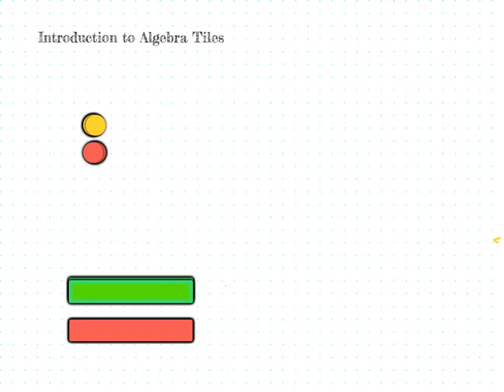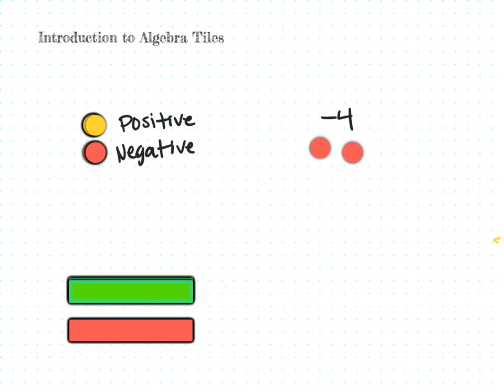So when we're working with algebra tiles, we already said that our yellow circle tiles are positives and our red tiles are negatives. And these are our regular constants, our regular numbers. So let's say I wanted to model the number -4. What I would do is I would take 4 negative constants. So the model for -4 is 4 red circles, again because the reds are negative.